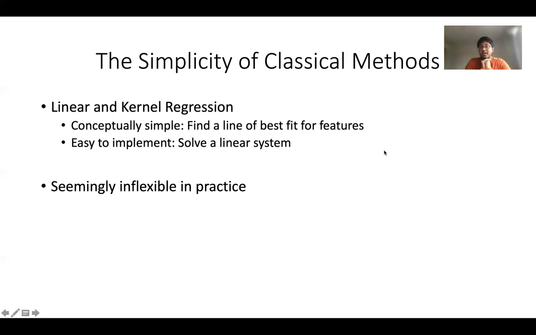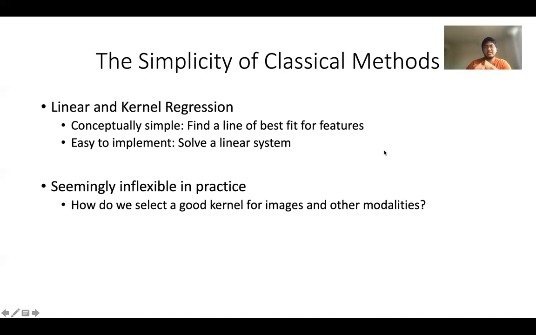The downside to a lot of these methods, though, at least what seems like a downside, is that they lack this flexibility that neural networks give. In particular, it's not that the model class is inflexible, it's rather that if I'm given an image classification task, how do I actually pick a good kernel to do a good job for some of these tasks? If you're familiar with kernel methods, which we will cover in this course, this is quite a non-trivial problem.